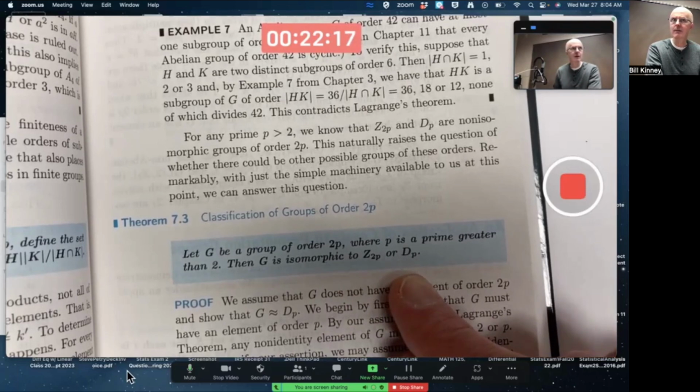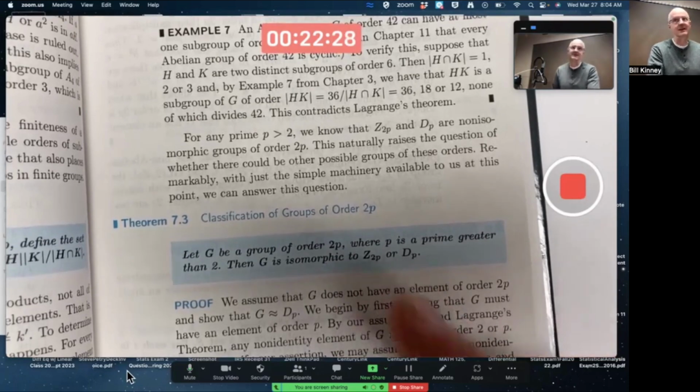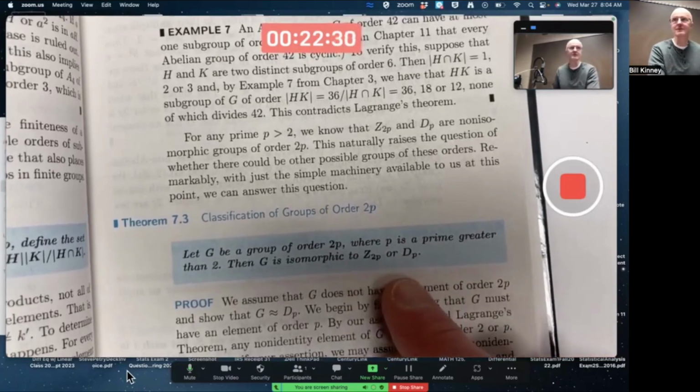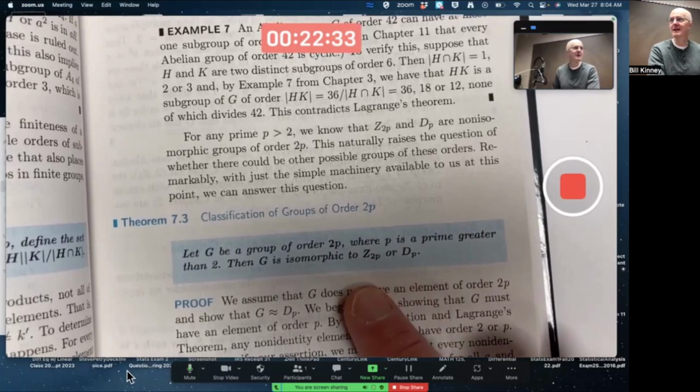Wait a minute. What about S3? S3, right? The symmetric group has 3 factorial, 6 elements. That's another group of order 6. This theorem is saying it's got to be isomorphic to one of those. Can't be this one because S3 is not abelian. So it's got to be this one.